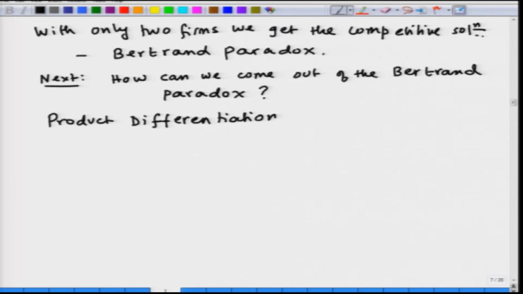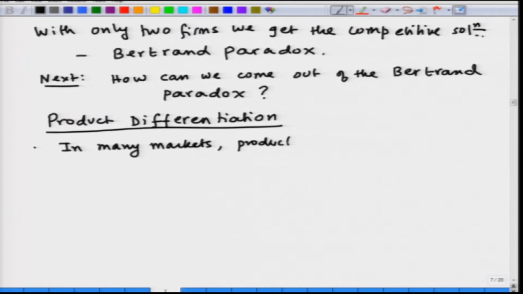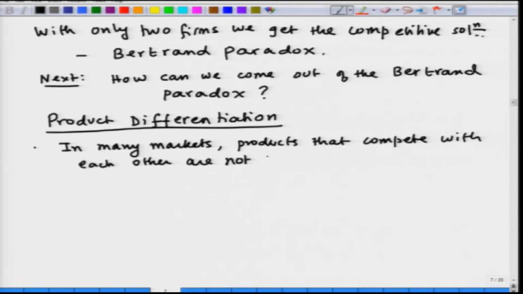So, this is the first time where we would introduce this notion of product differentiation in the context of an oligopoly model, right. And the reason why we want to bring this particular feature of product differentiation is that in many markets there are products which compete with each other and they are not perfect substitutes.